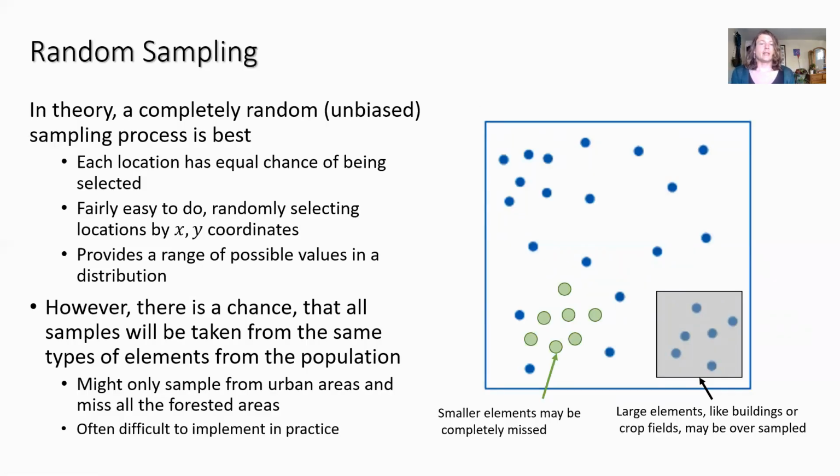In theory, a completely random, that is unbiased, sampling process is best. With this, each location has an equal chance of being selected. One of the advantages of a random sample is that it's fairly easy to do, at least in theory. I'll explain why it's not always easy in practice, but it's easy to define. You create your sample frame, that's the area that you're looking at, and then you just randomly generate X and Y coordinates within the sample frame. Typically speaking, this provides a good range of possible values in a distribution.